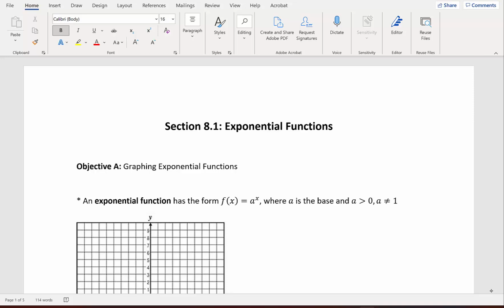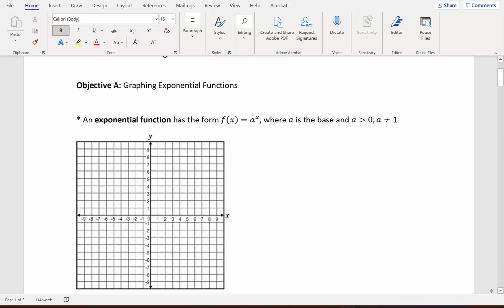Now, an exponential function has the form f of x equal to a raised to the x power, where a is the base and a has to be greater than 0, and a cannot equal 1.